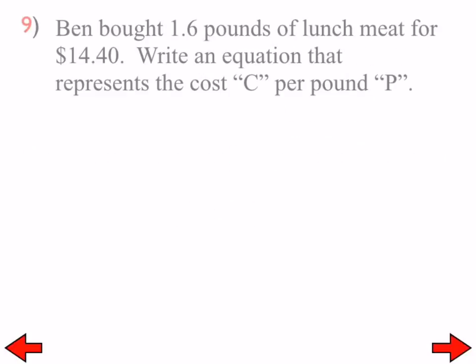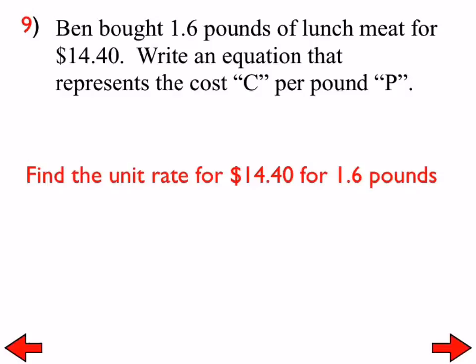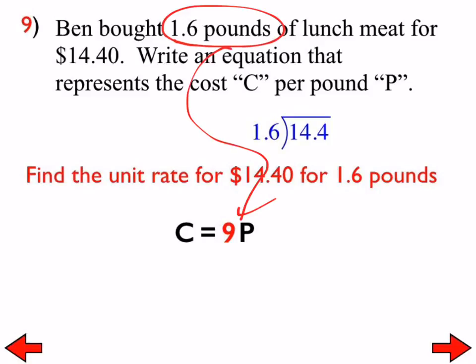Number 9 states that Ben bought 1.6 pounds of lunch meat for $14.40. Write an equation that represents the cost C per pound P. So that's the direction we're going. We need to find the unit rate for that, which is 9, I believe. And so that would give us an equation of C equals 9P. And once again, if we substituted these values in, this in for P, this in for the cost, it better make a true statement, and it does. So we know we're going in the right direction.